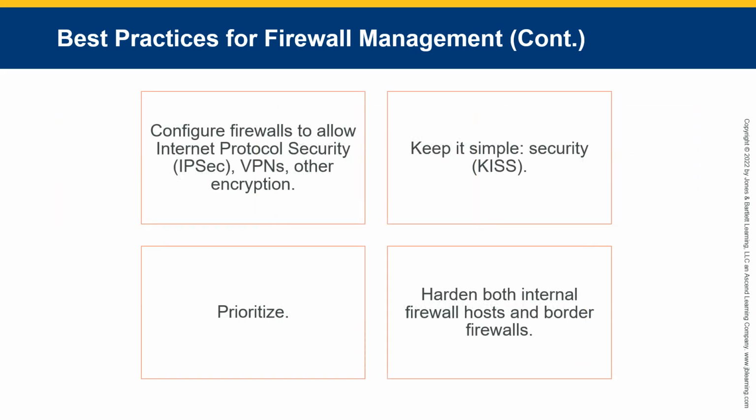All right, some other best practices are to configure the firewalls to allow IP protocols like IPsec, VPNs, and other encryption to go through them, so you can protect your VPN systems. And that way, only the traffic going through a VPN passes through a firewall, so you can do this.